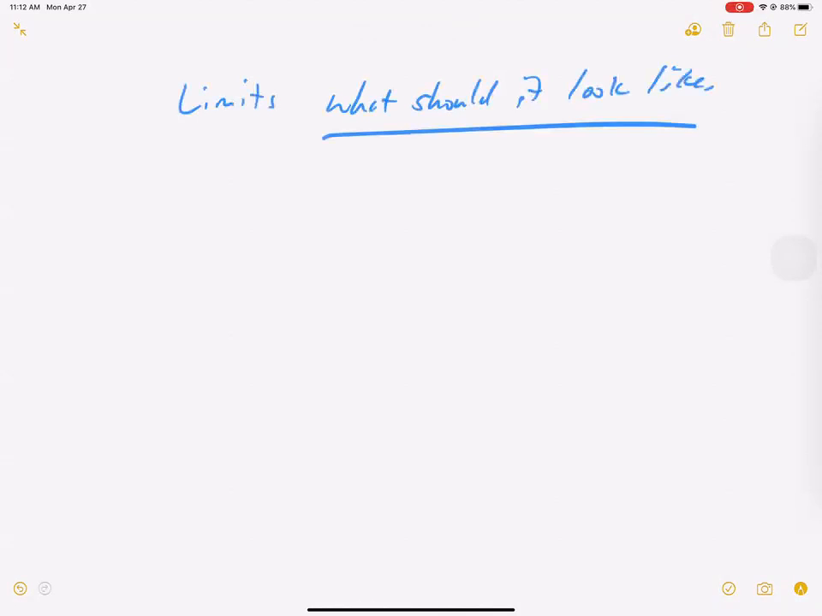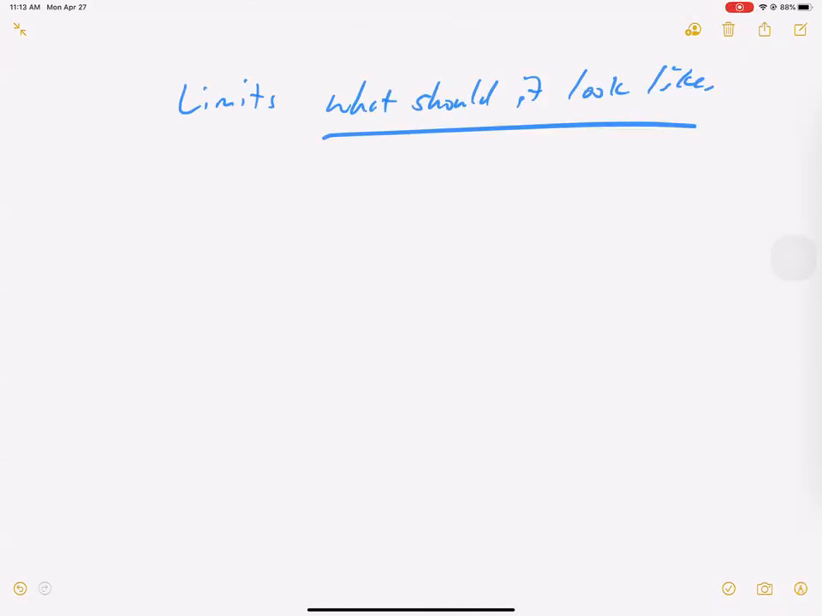Okay, so we're going to do limits again. So limits involve, remember, the slogan for limits, what does it look like? So limits, what should it look like? And of course, if I give you a graph, it's easy to see what it looks like.